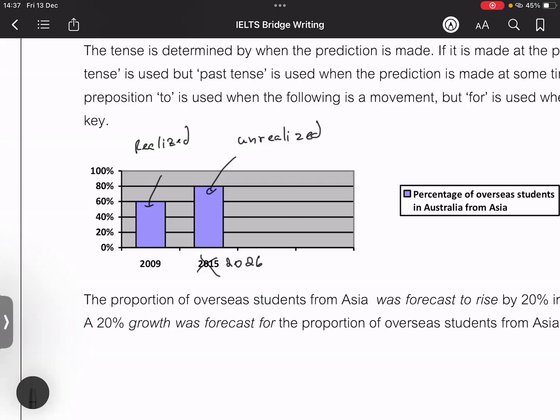Okay, so I can say some things like in 2009, 60% of the international students were Asian or came from Asian countries, right? But in 2026, somebody expected that the percentage of Asian students would rise to 80%. So this is not yet realized. This is what somebody hoped to see. Okay?